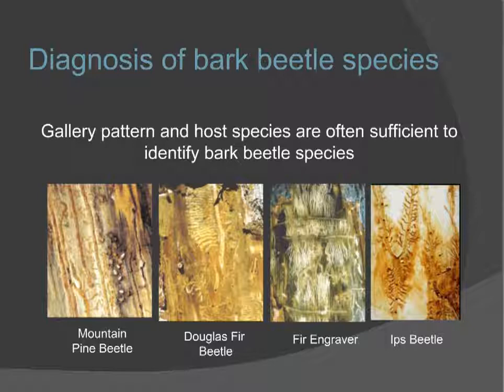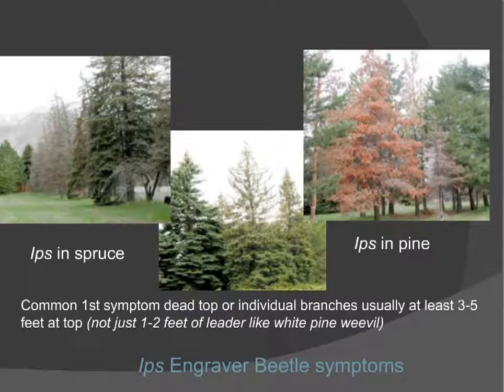Diagnosis of the beetle species can often be done by knowing the host species and looking at the gallery patterns. As you can see, there are several different types of gallery patterns here. Ips has a very sort of Y-shaped pattern, and it's because it's a polygamous species where the others aren't. This is basically what you might see with Ips.